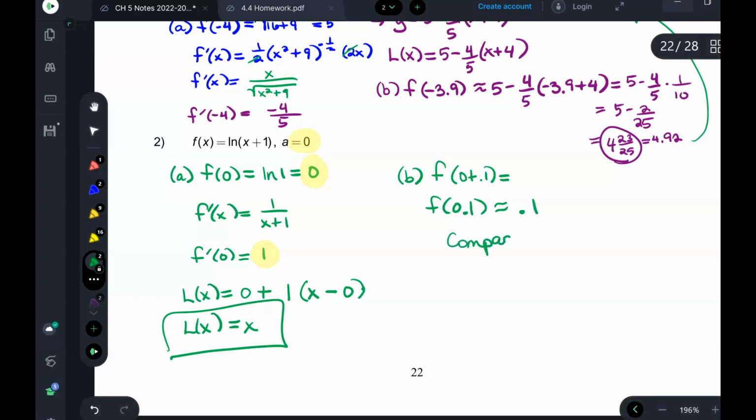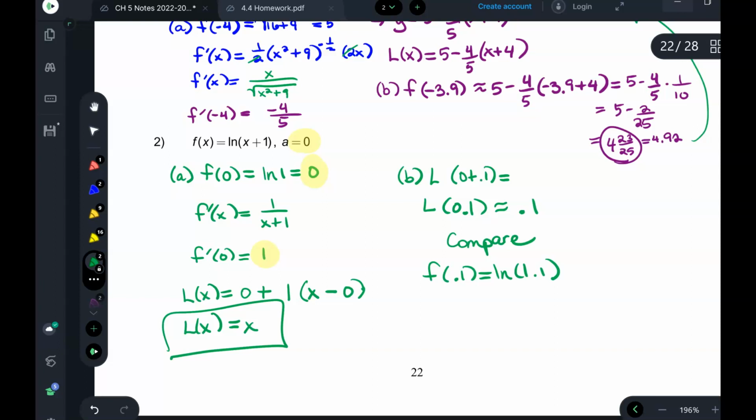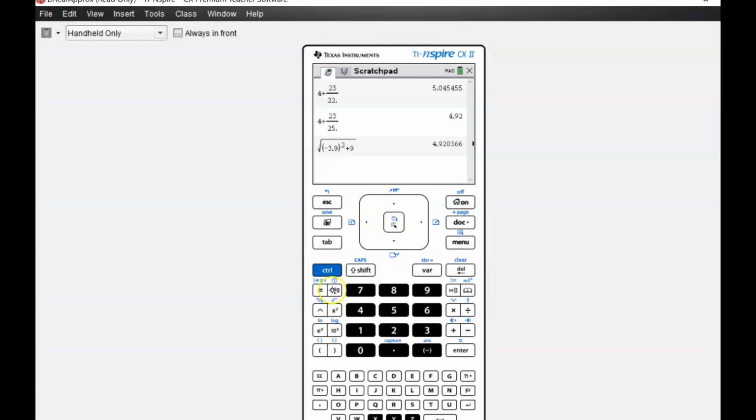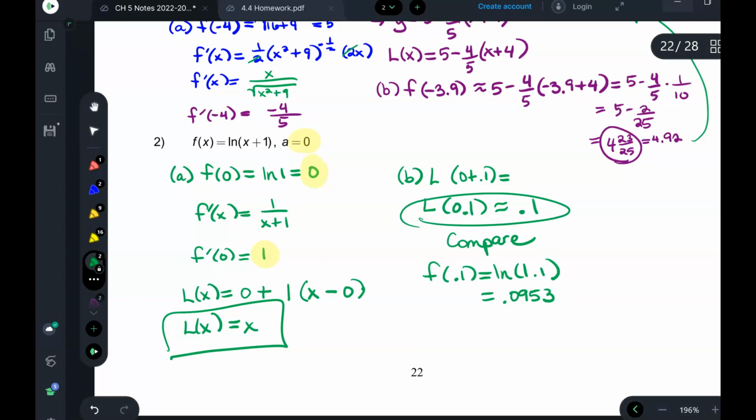Now let's compare. And actually, I'm sorry, I should have labeled those as L. I want to compare to the actual, which is natural log of 1.1. Let's see what we get. Natural log 1.1, we get 0.0953. Which again, compared to what we got for our approximation, is relatively close.